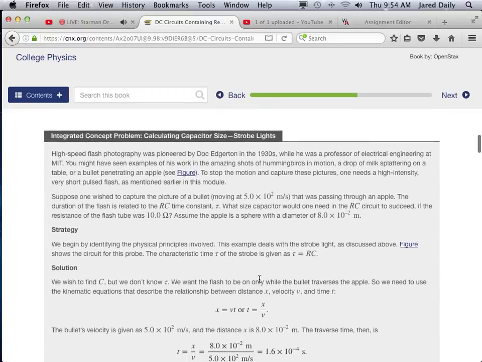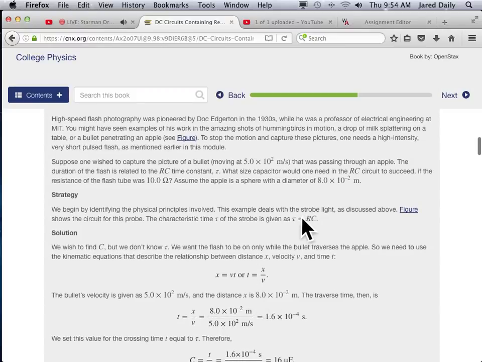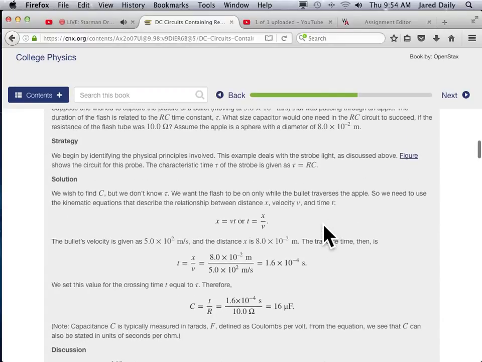So here we're going to calculate the size of the capacitor for somebody who needs a very, very fast photograph. They're using essentially the time constant here. This time constant, tau, equals R times C. They know the resistance of the flash bulb, and they need to calculate the capacitance that they're going to use. And they also know the time frame of the velocity of a bullet. So they're doing a bullet through something, and then they're going to calculate the capacitance of that.